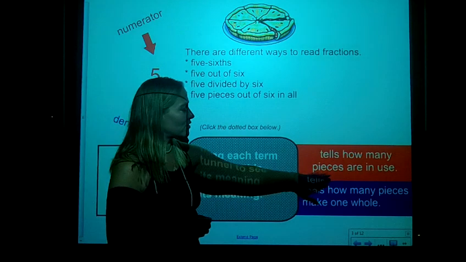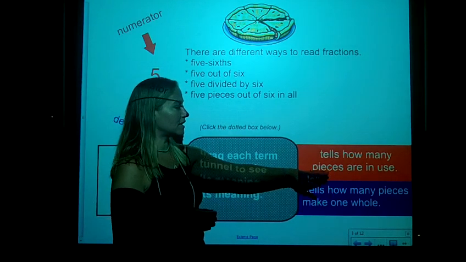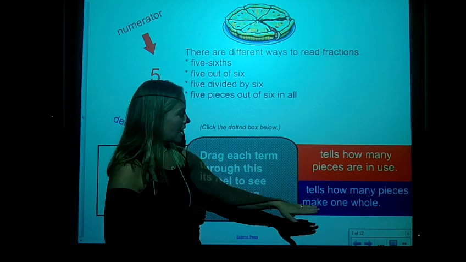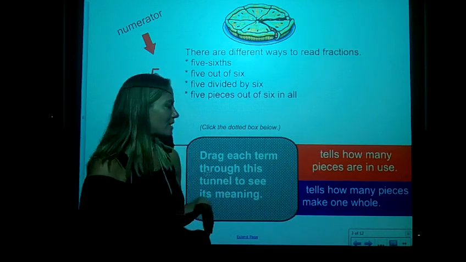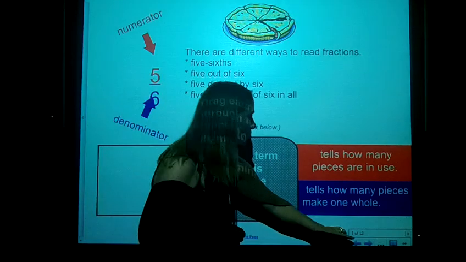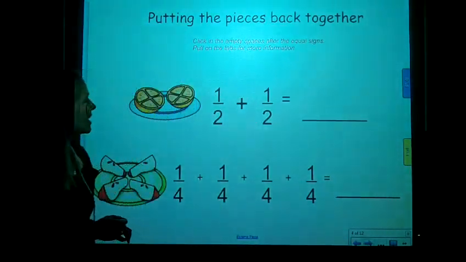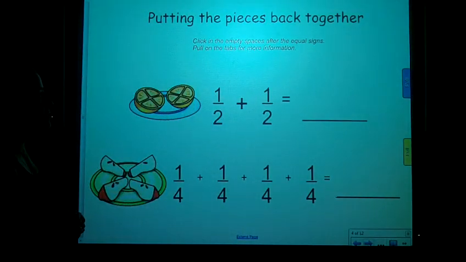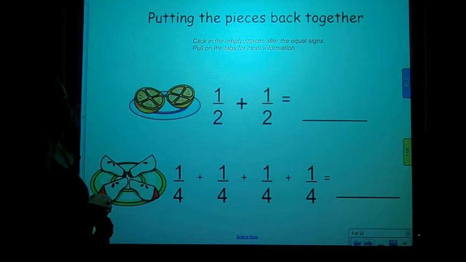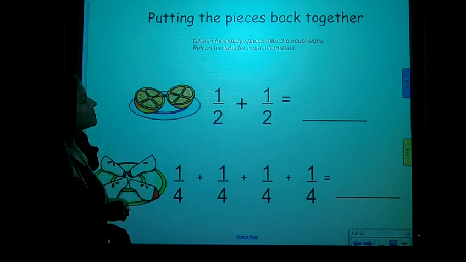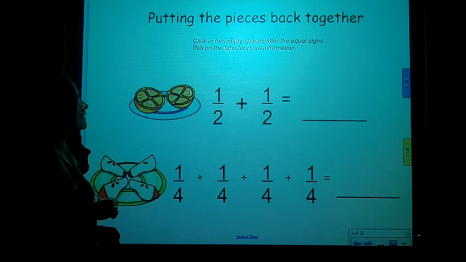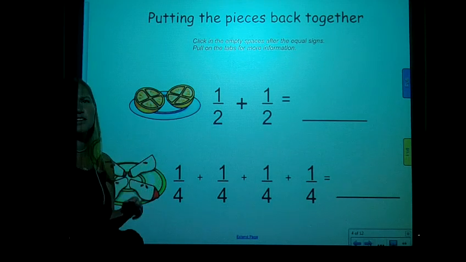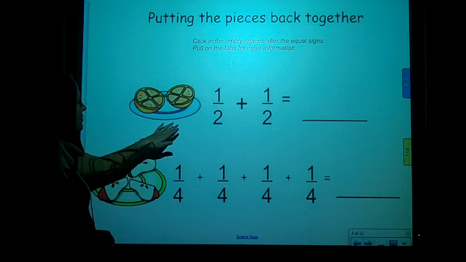Okay, so let's review real quickly. The numerator tells how many pieces are in use, and the denominator tells us how many pieces make one whole. And I'll be referring to the numerator and the denominator as the lesson goes on. Now, we're going to put the pieces back together. We're going to click in the empty spaces after the equal signs and pull all the tabs for more information. Now, that sounds really confusing, so don't worry about those directions.